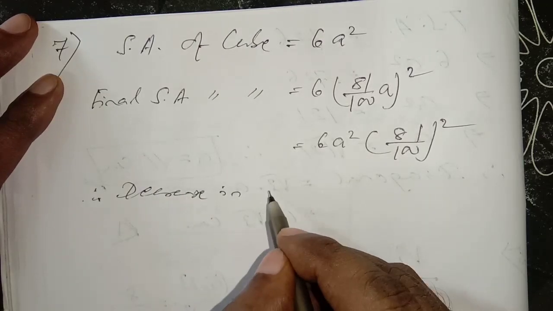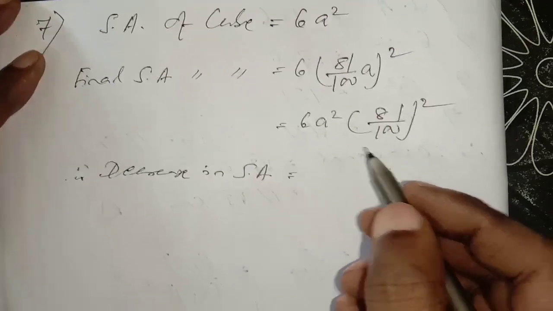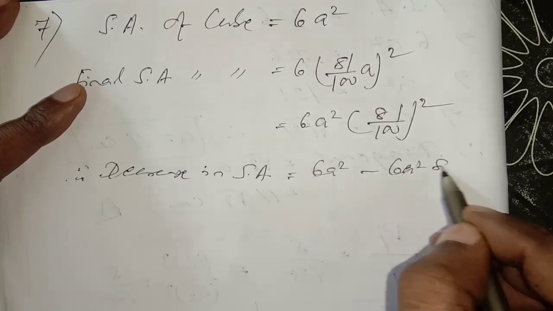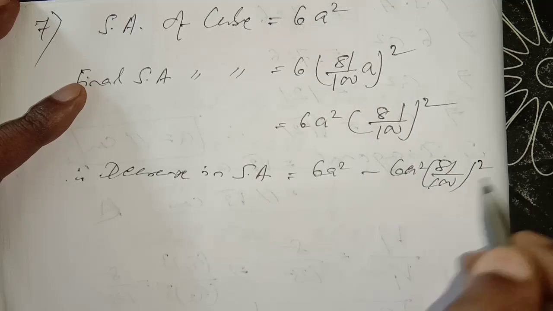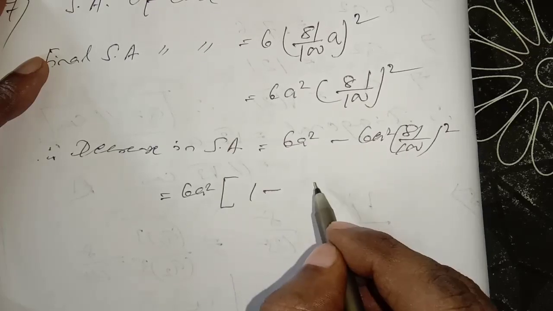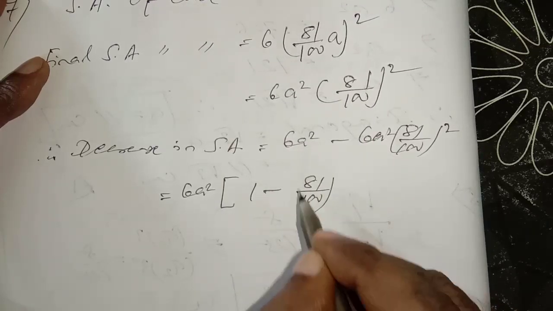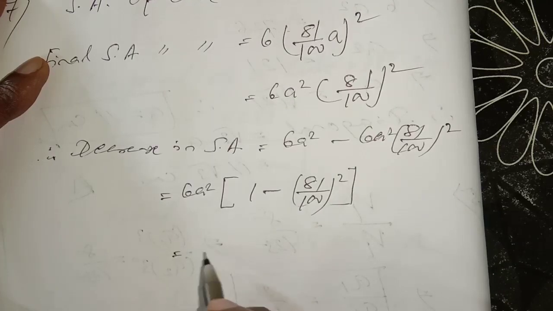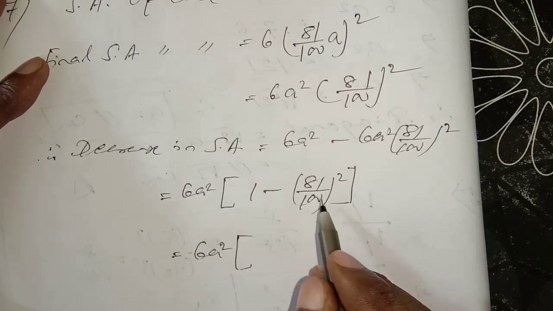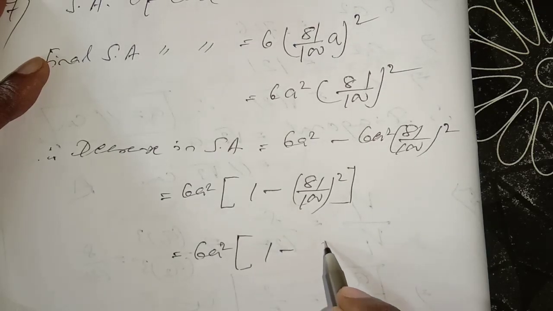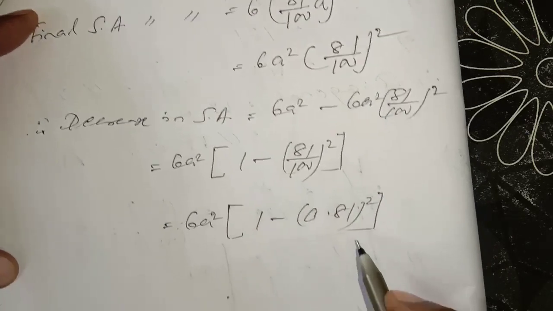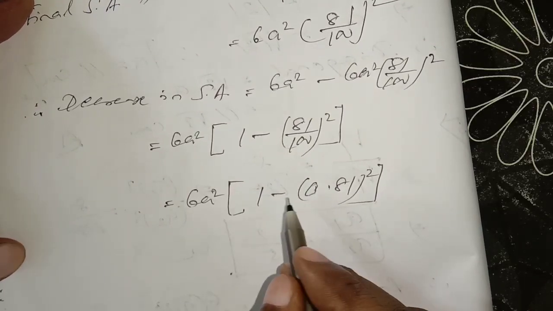in area, decrease in surface area. Decrease means the initial surface area, how much? 6 a square. This is 6 a square into 81 by 100 whole square. Okay, then you can take 6 a square common, 1 minus 81 by 100 whole square. This is coming. This will be how much? 81 by 100 means 0.81, so 1 minus 0.81 whole square. Yes or no? Just calculate. This is the decrease in surface area.